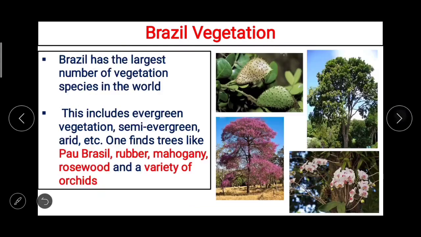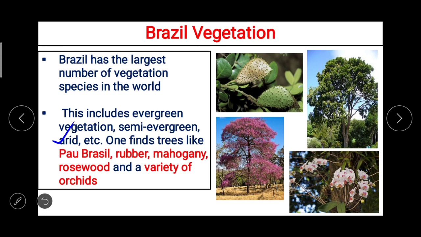Next to the evergreen forest, Brazil has the largest number of vegetation species in the world. सबसे ज़्यादा species जो है vegetation के, it means of that plants, वो ब्राज़ील में है. This includes evergreen vegetation, semi-evergreen, and then the arid.